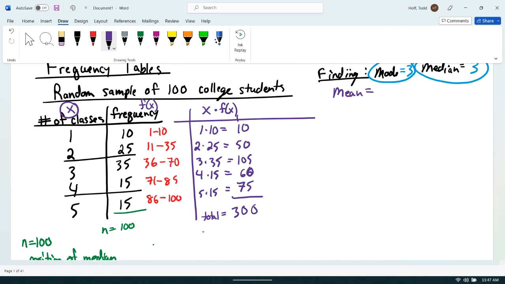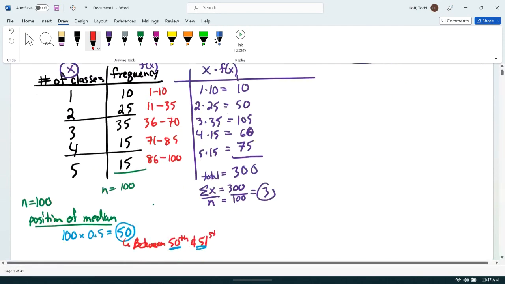And if we divide that by n, remember it's the sum of the x's, well that's the 300, divided by n, well n is 100. 300 divided by 100 is 3. So the mean here is also 3. So our mean, median, and mode all came out to be 3 for this list of numbers.